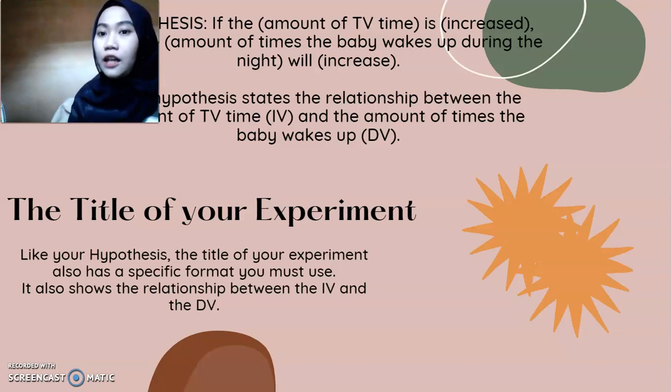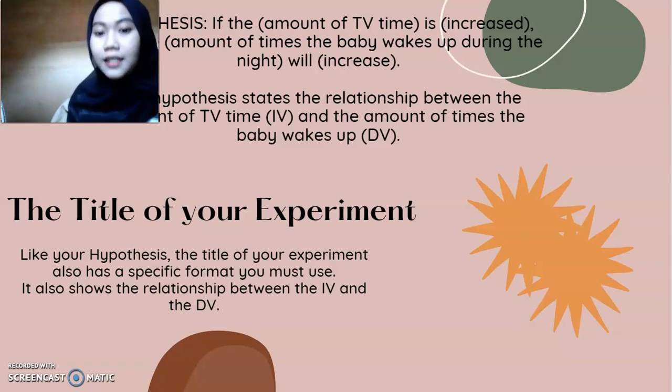For the example of a hypothesis, if the amount of TV time is increased, then the number of times the baby wakes up during the night will increase. The hypothesis states the relationship between the amount of TV time, the independent variable, and the number of times the baby wakes up, the dependent variable. The title of your experiment.